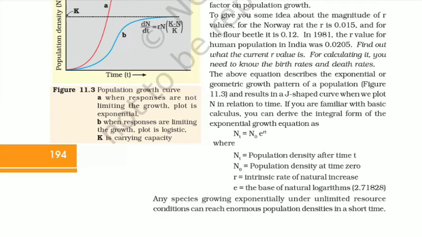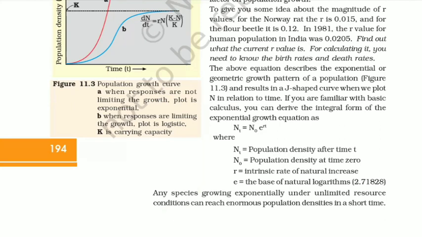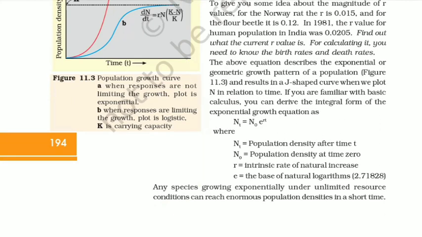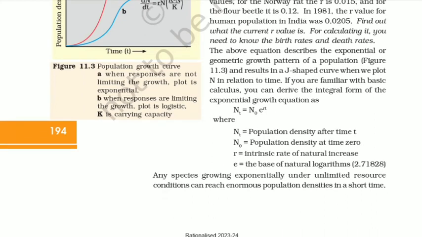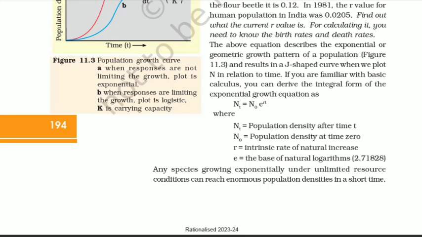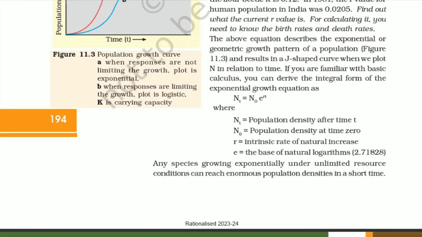To give you some idea about the magnitude of r values, for the Norway rat, the r is 0.015 and for the flour beetle, it is 0.12. In 1981, the r value for the human population in India was 0.0205. Find out what the current r value is. For calculating it, you need to know the birth rates and death rates.